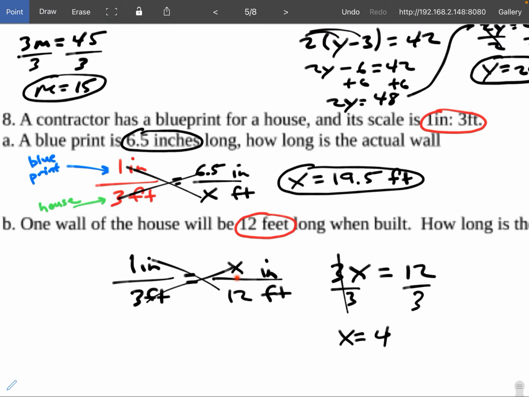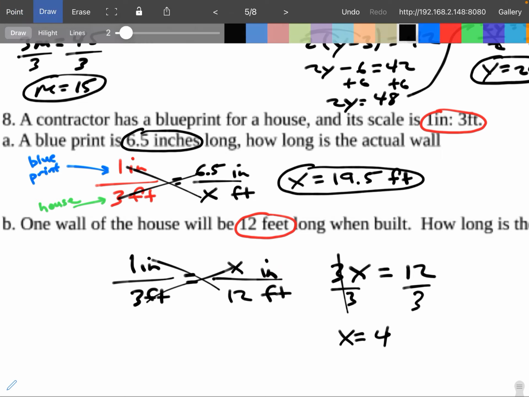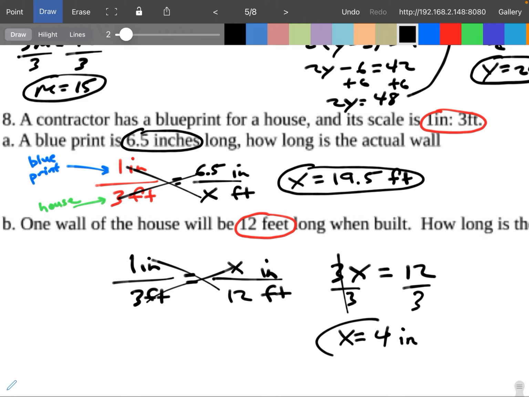These will cancel out and make a 1. So we get x equals 4. And would that be inches or feet? Inches. Yeah, you can see right here, we're looking for x inches. So it's 4 inches on the diagram or the blueprint. So a 12-foot wall in the house will be 4 inches on the plan. And I think that's it for that one.